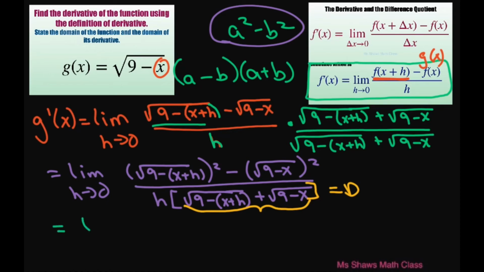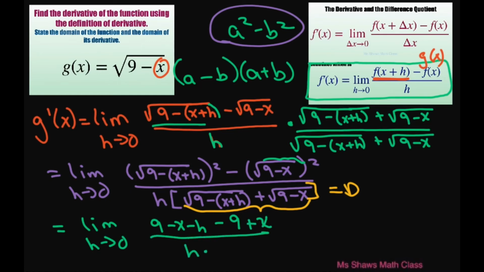The numerator is going to be the limit as h approaches 0, and you square this, you're going to get 9 minus x minus h. When you square this radical, you're going to get negative 9 plus x, all divided by h times my d. Okay, so now let's simplify our numerator. We have the limit as h approaches 0, and the 9's cancel and the x's cancel. So we have negative h divided by h times d.